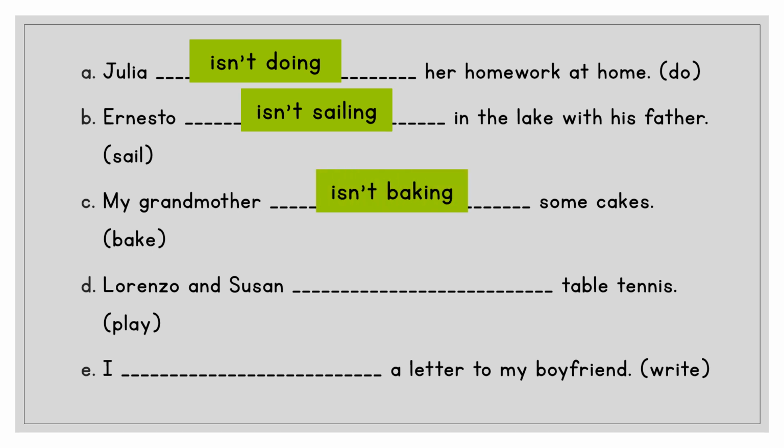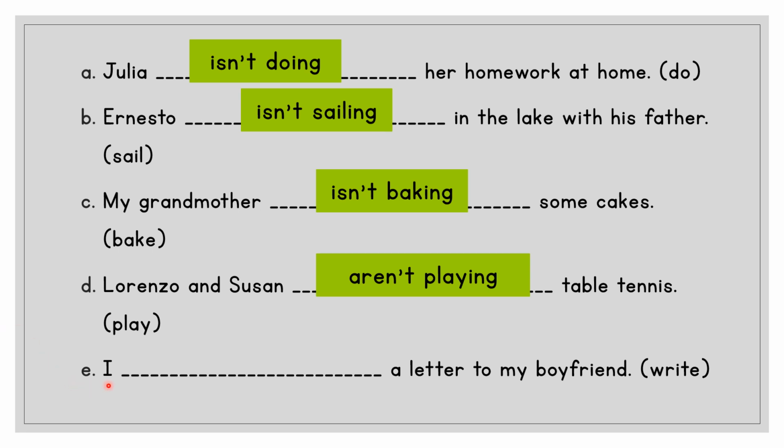Isn't. Okay, macam tadi juga, E ni hilangkan. Okay, kemudian isn't baking some cakes. E ni magic hilang. Alright, D, Lorenzo and Susan. Isn't or aren't? Aren't. So, aren't playing. Lorenzo and Susan aren't playing table tennis.